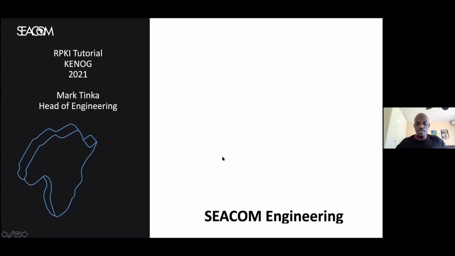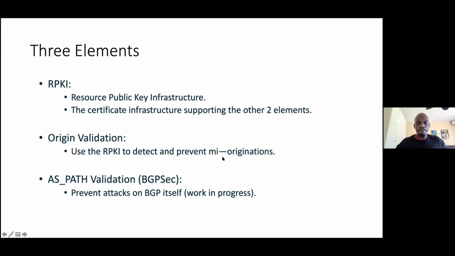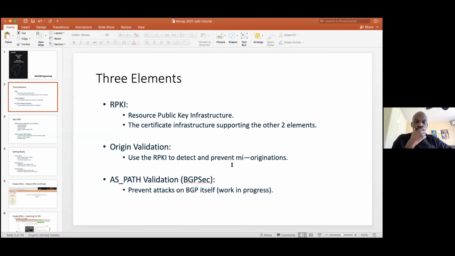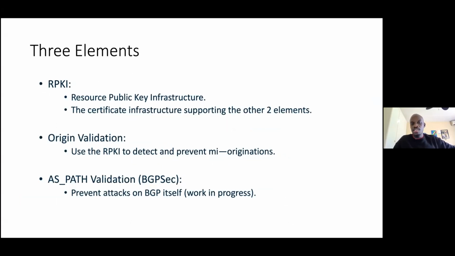Right, so basically with RPKI, we've got 3 elements to it. It's basically the RPKI infrastructure itself, which is a certificate-based system that ensures the cryptography belongs to who it says it does, and that all the records associated with it are truthful.